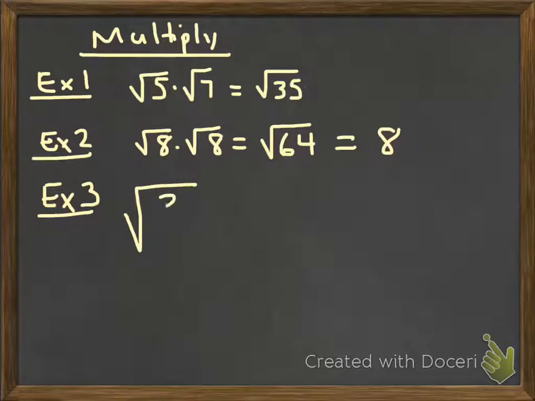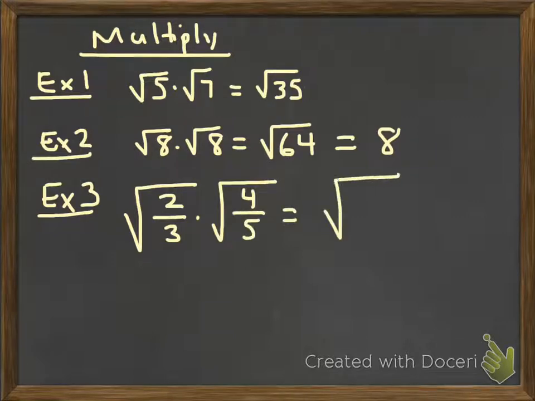Example 3, square root of 2/3 times square root of 4/5 equals the square root of 8/15.